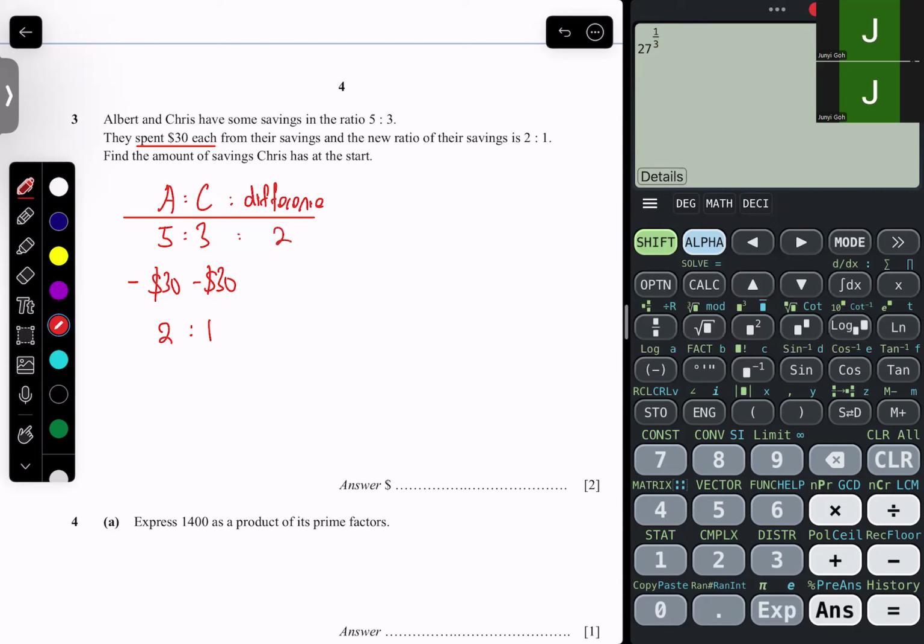So the difference at the start was 2 units. The difference in the end is 1 unit. So what we can do is to make the units the same. So this will be 4 to 2 to 2. Then the answer will surface, right?